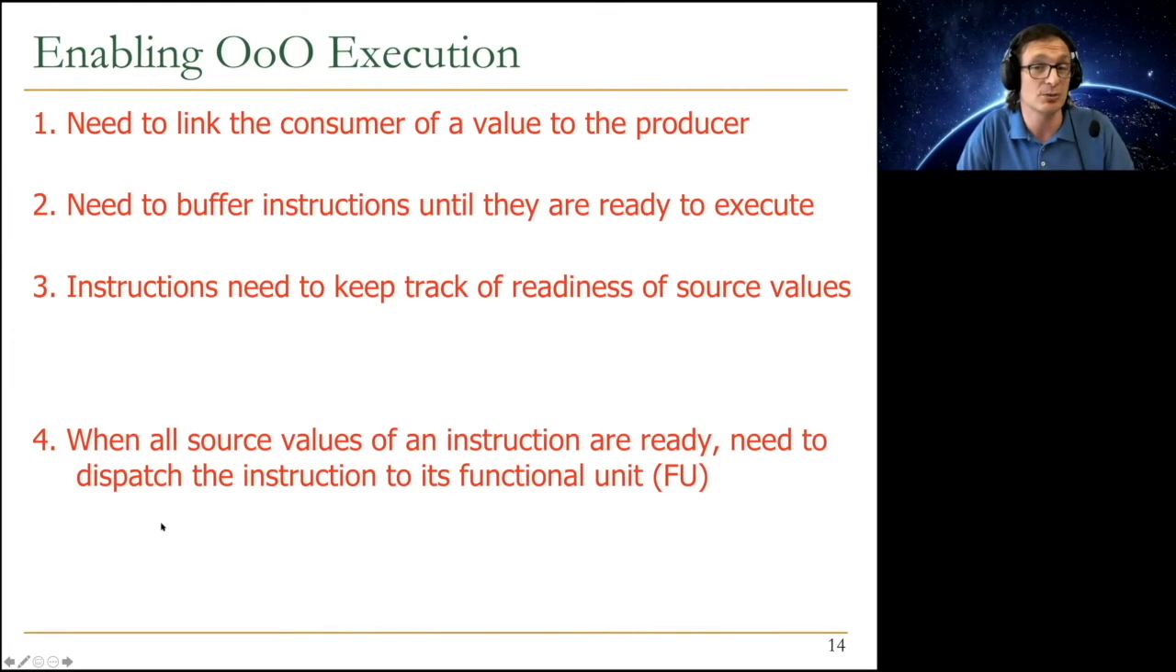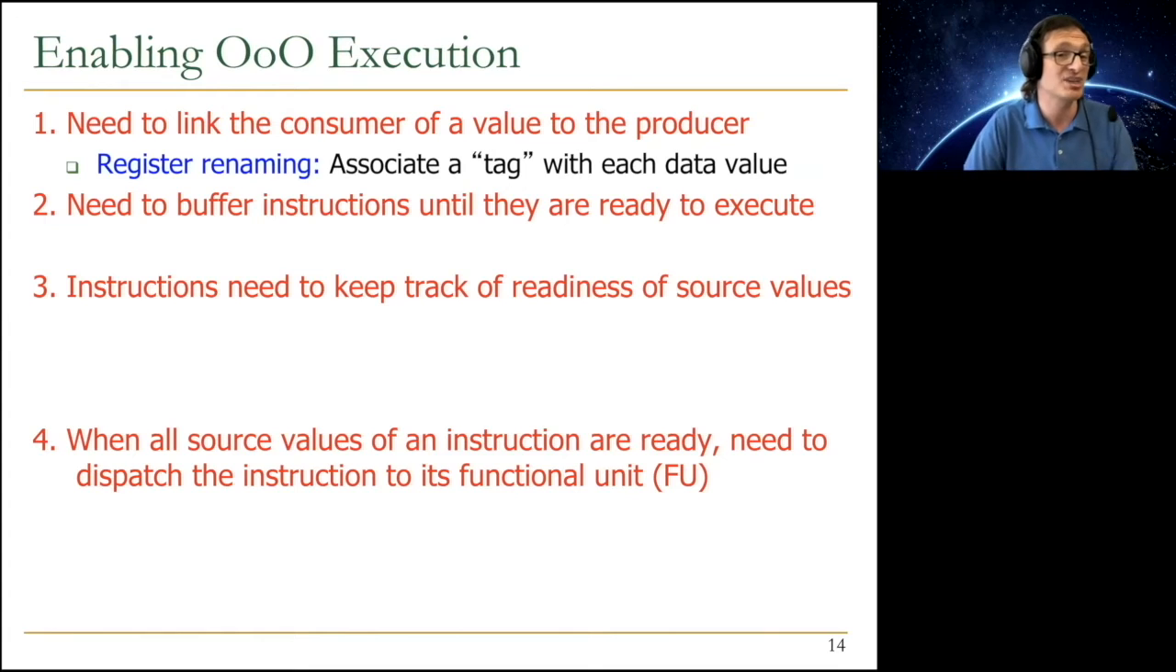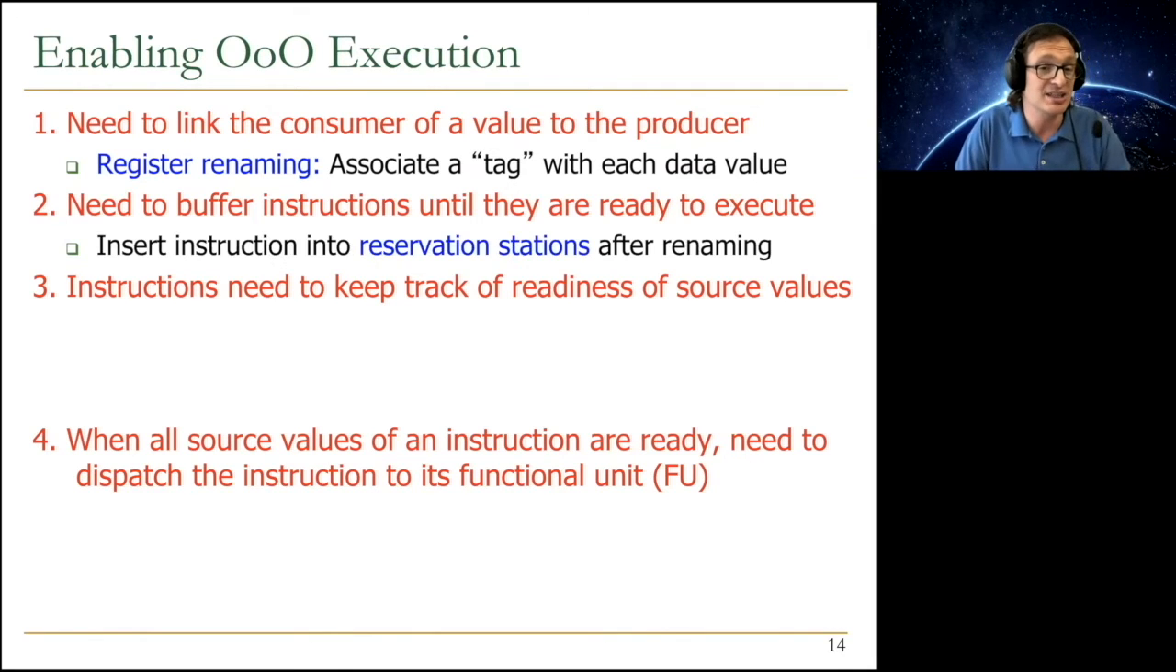Linking of the consumer of a value to the producer is done via register renaming. You associate a tag with each data value to be produced into a register. It could be the reorder buffer ID, this tag. It could be something else, as we will see also. It could be the reservation station ID. It could be some arbitrary namespace, as long as you provide this linkage. Why do you buffer the instructions until they're ready to execute? You insert the instruction into reservation stations after you rename the instructions.